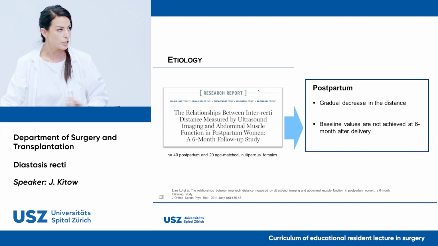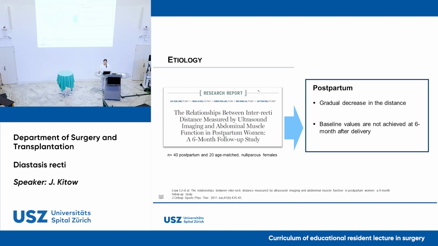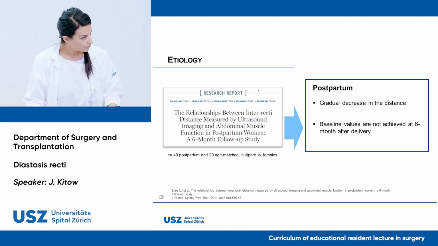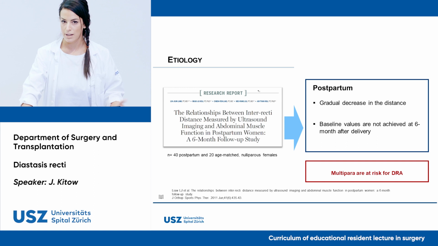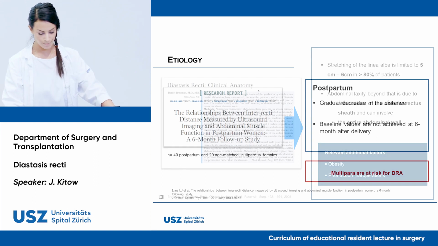So I want to ask you residents, what do you think? Which kind of women are at highest risk for developing a diastasis rectus abdominis? I would say women who had multiple children because the muscles are worn out by having multiple pregnancies. That's totally correct. Thank you very much. Multiparous women are at risk for DRA.